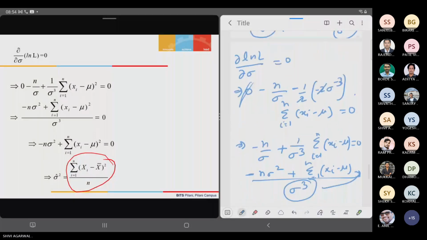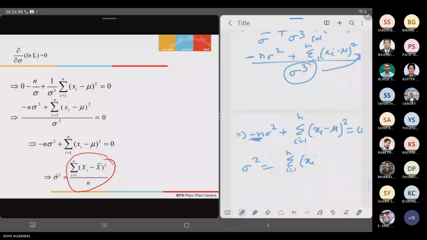Yes, correct. I'm sorry, I just missed this square term. Thank you, Mr. Randhir. I missed that point. Okay.